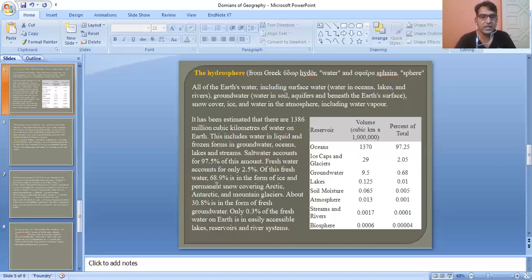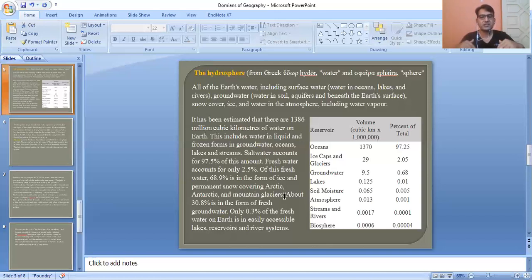Of this freshwater, 68.9% is in the form of ice and permanent snow cover in the Arctic, Antarctic, and mountain glaciers. Out of 100, almost 69% of freshwater is in permanent ice, in solid form, in the form of glacier ice, present in the Arctic, Antarctic and mountain glaciers.